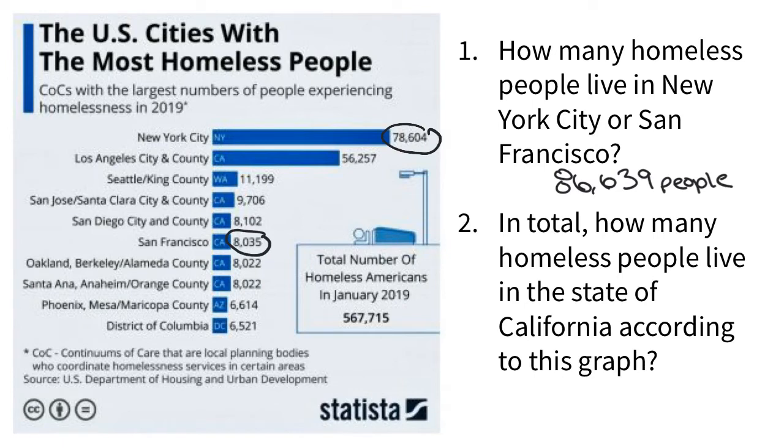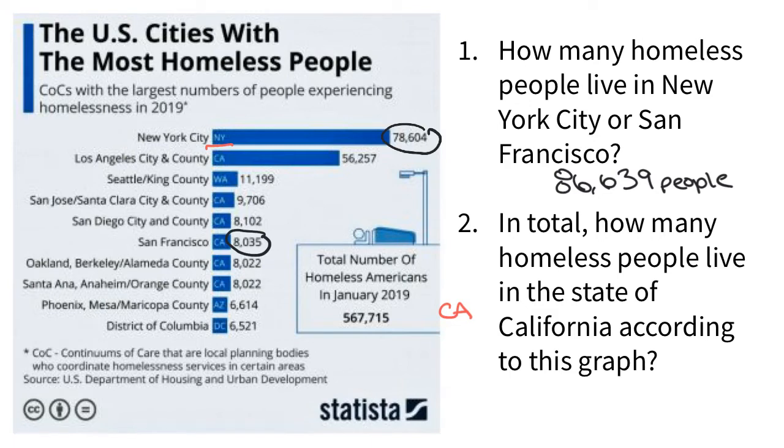The next question says, in total, how many homeless people live in the state of California according to this graph? Well, it's really helpful because I can look at this graph and I notice that the state that every one of these cities or counties is in is actually in this bar. And I know California is CA. So I'm looking for all of the cities and counties where it says CA, indicating that it's California.